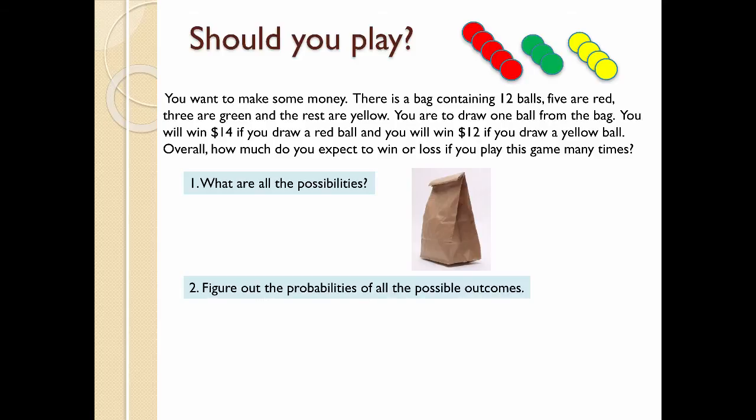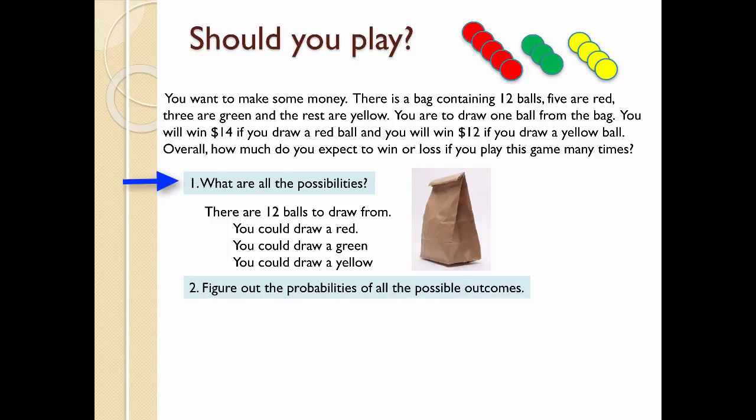So if you were to play this game over many, many days, many times a day, what would you expect in the long run? Well, the first thing we do is we map out the possibilities. There's really only 3 possibilities here. So you reach your hand into the bag. You could come out with a red ball, a green ball, or a yellow ball. Now let's figure out the probability of each one of those possibilities, each one of those outcomes.